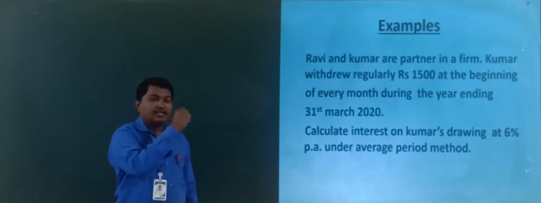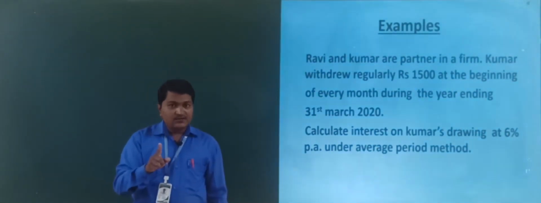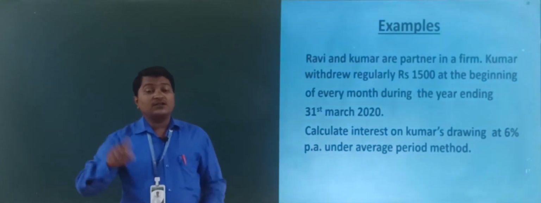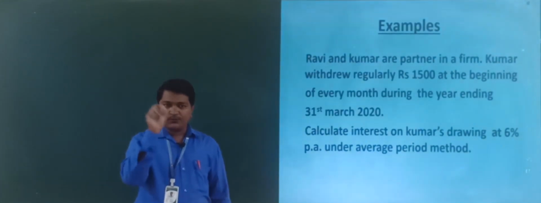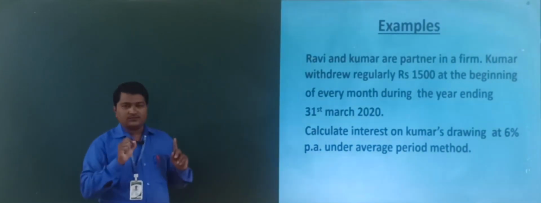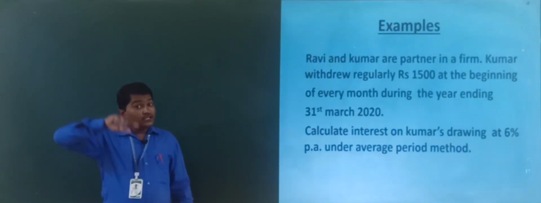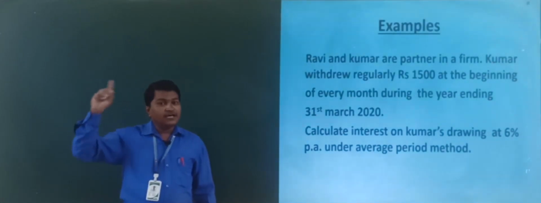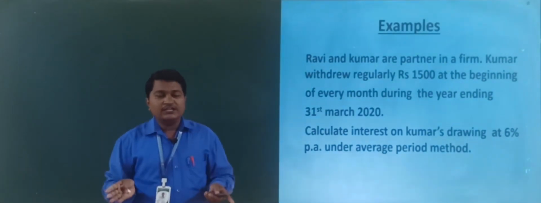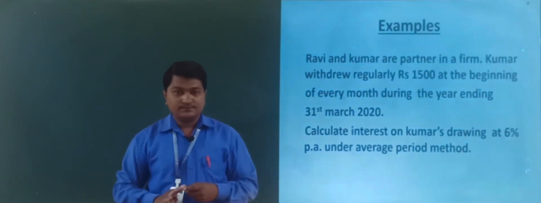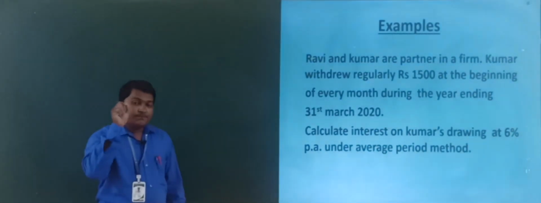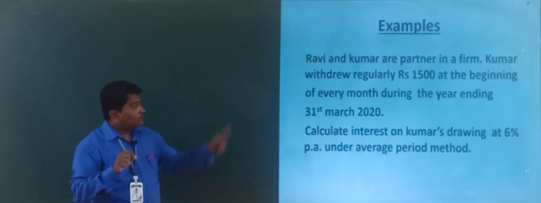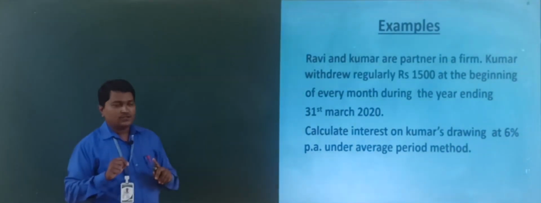This method is only applicable when the partner withdrew the amount regularly. This is the most important point you need to keep in your mind, right? So in the product method or in the direct method, there is no condition to withdraw regularly, right? But in this method, the partner must withdraw regularly, right?